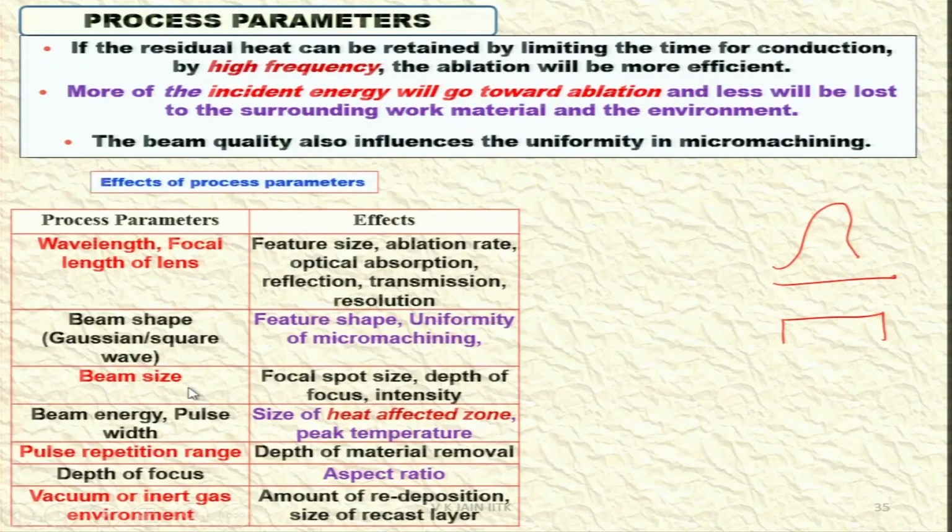Beam size, focal spot size, depth of focus, intensity. Beam energy, pulse width, they affect size of heat affected zone. Peak temperature is also affected by them. Pulse repetition rate, depth of material removal, depth of focus, aspect ratio, vacuum or inert gas environment, amount of redeposition, size of recast layer. So you can see here different process parameters are affecting the characteristics of the machined component.